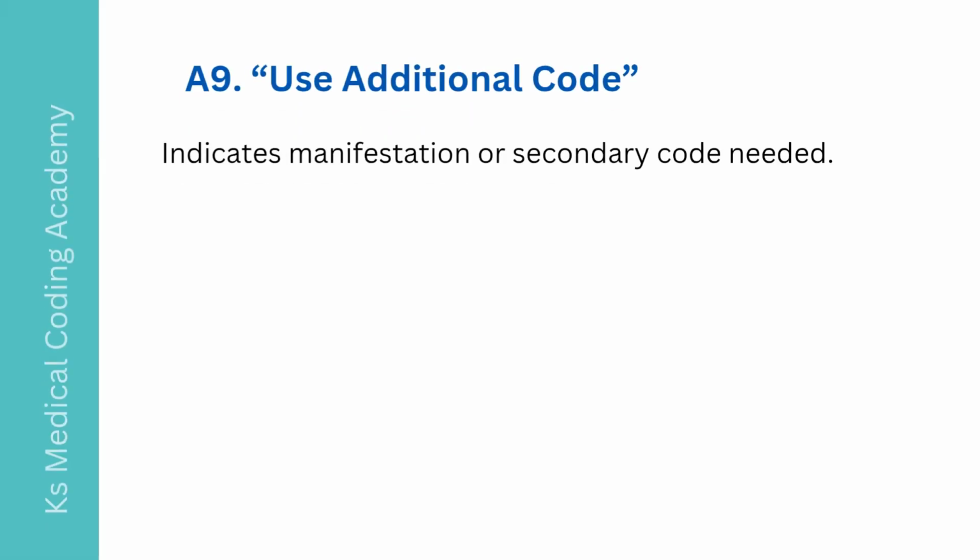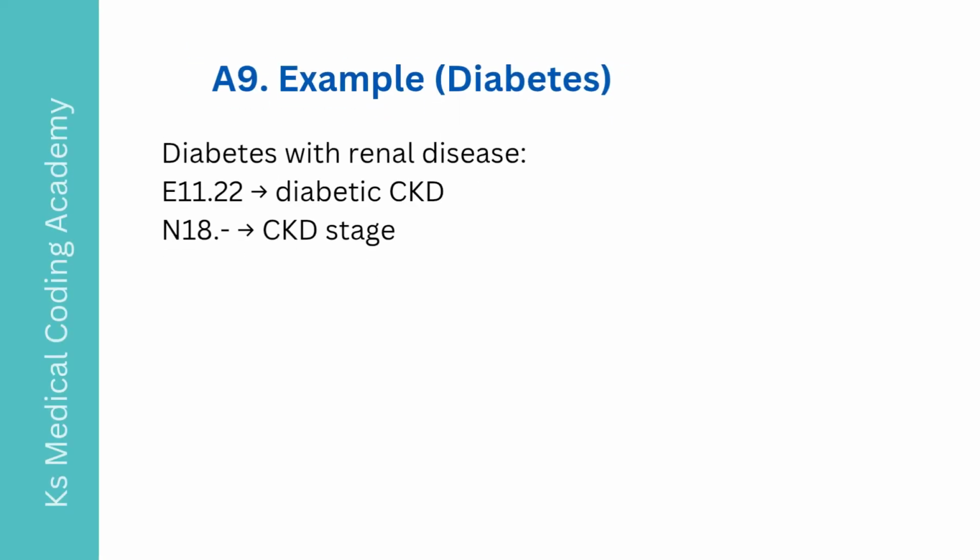Use additional code. A "use additional code" note tells you that a second code is required, often to identify the manifestation, organism, or complication. Example. Diabetes. For example, diabetes with renal disease requires coding for diabetes, such as E11.22, followed by the CKD code showing stage, N18. Follow the tabular list sequencing.